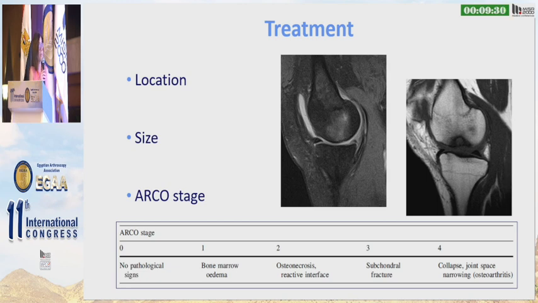When it comes to treatments, for sure, the main things we're going to look at are location, size, and what is called the ARCO stage. Basically, in the first stage, 1 to 2, you're going to see only the edema. In the third stage, you're going to have the insufficiency fracture, or it will start to collapse, so it will start to be visible also by looking at X-ray. And in the fourth stage, it's kind of impossible to differentiate it from an osteoarthritis, because you just got joint space narrowing and the collapse of the bone.